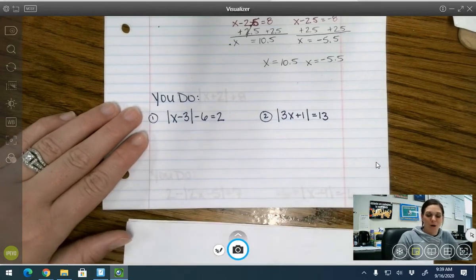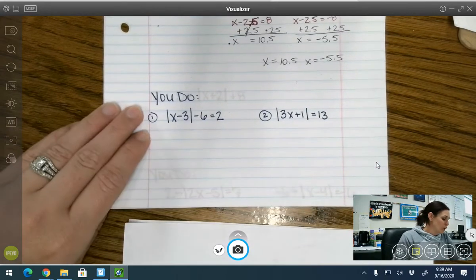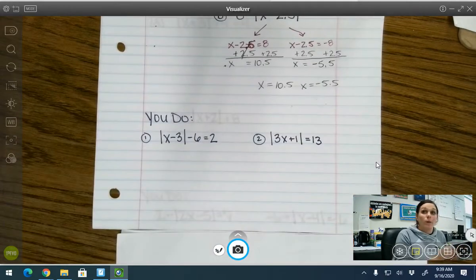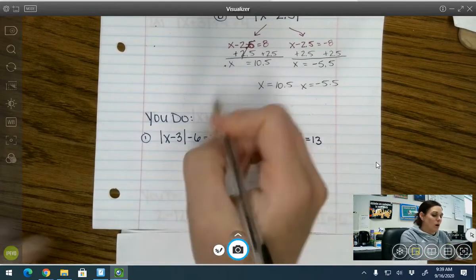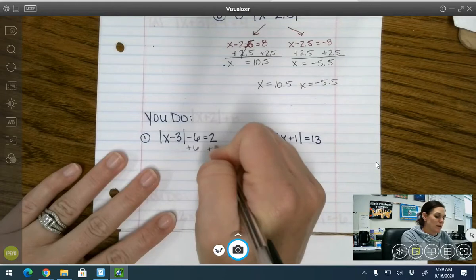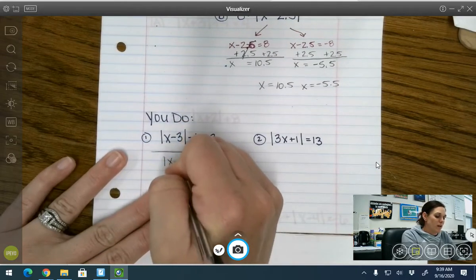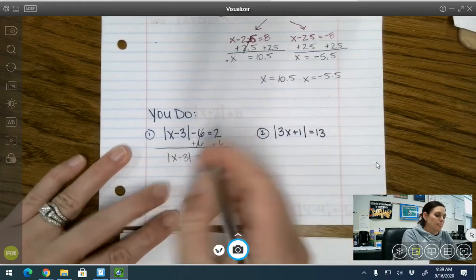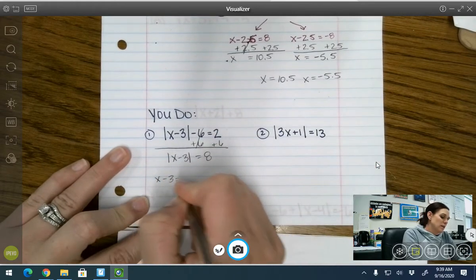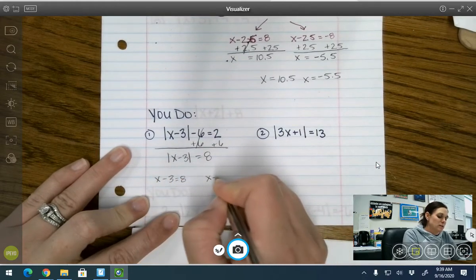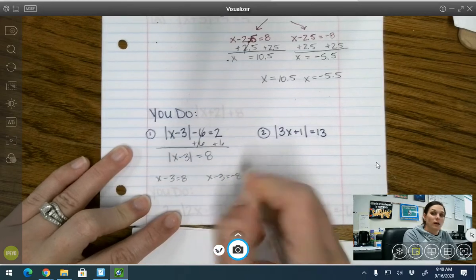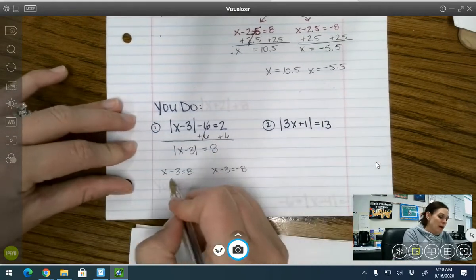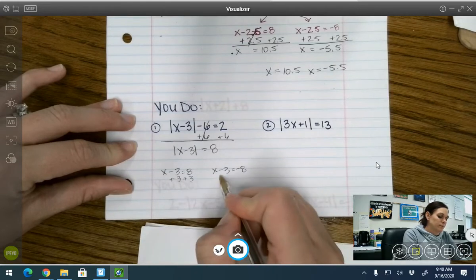All right, so let's work through these and make sure we were good to go with what we were doing. We're going to add 6 to both sides. The absolute value of x minus 3 equals 8. We slice: x minus 3 equals 8. We dice: x minus 3 equals negative 8. And now I solve. I'm adding 3 to both sides.